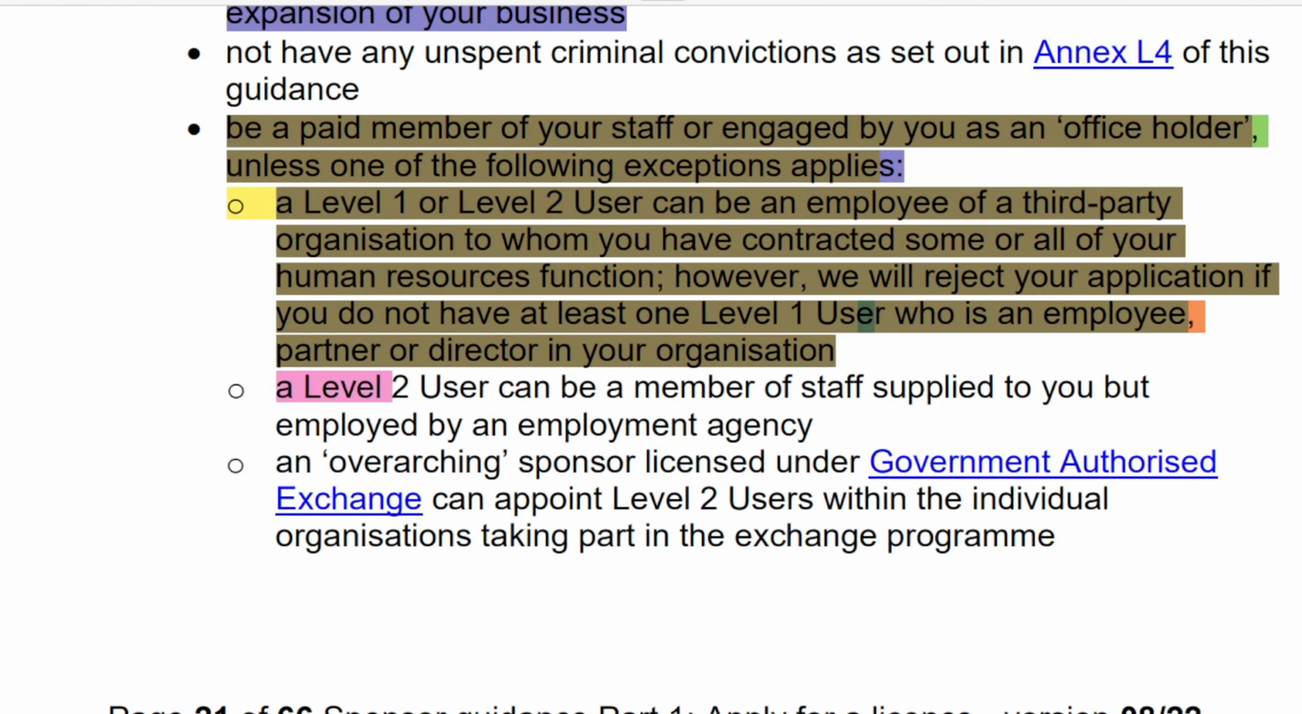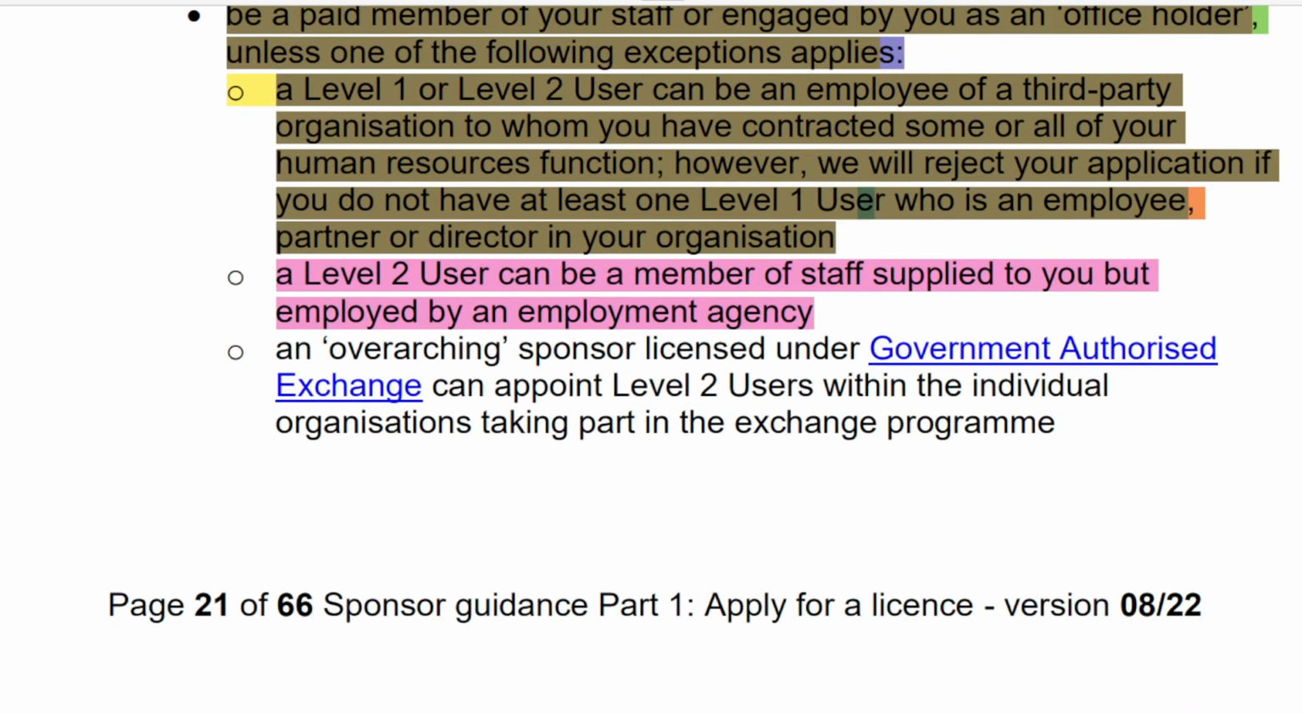A level 2 user can be a member of staff supplied to you but employed by an employment agency. There is flexibility on level 2 users but not on level 1 users. A level 1 user must be an employee, partner, or director of the organization. An overarching sponsor license under the government authorized exchange can appoint level 2 users within the individual organizations taking part in the exchange program.